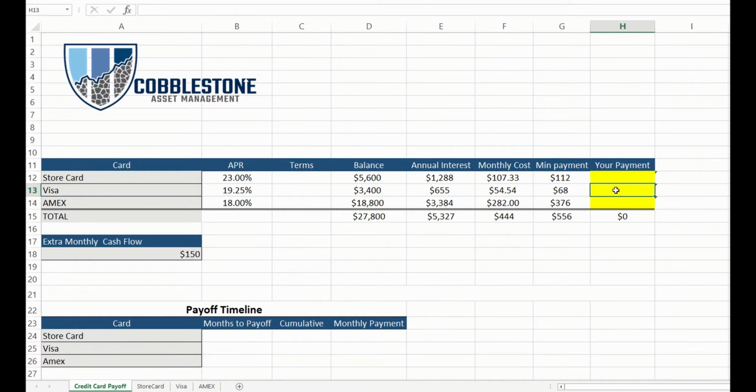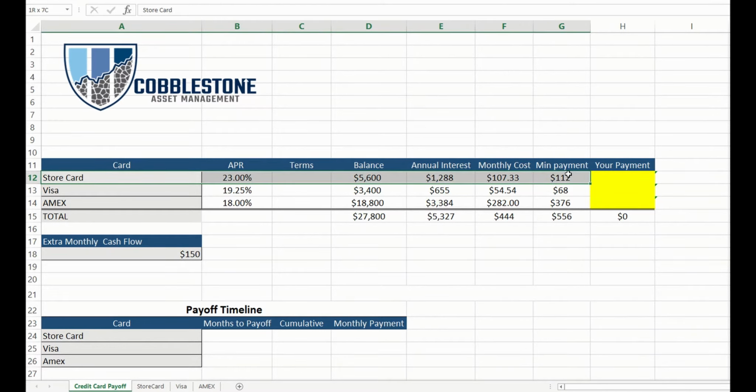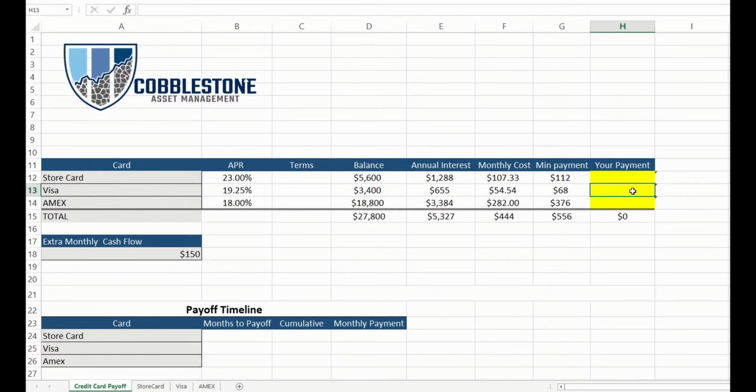So we're going to make our minimum payments on all cards except for the card with the highest APR. We're going to target that card, which starts as the store card, to be paid to zero. So our minimum payment on the Visa remains at $68. Our minimum payment on the Amex remains at $376. Here, we're going to take our minimum payment of $112, and we're going to put every dollar that we can come up with into that. And I'm showing you the math in case you want to build something like this and track your own progress. So you're going to pay $262 a month on the store card.